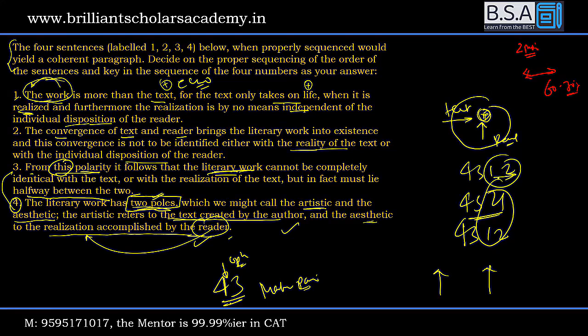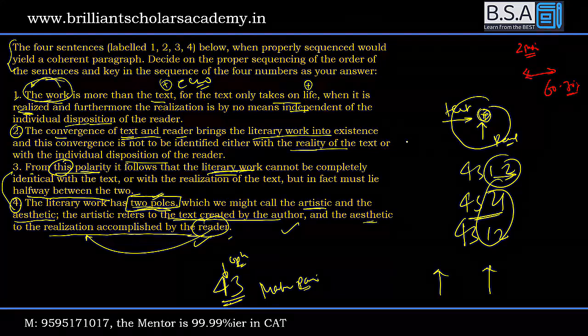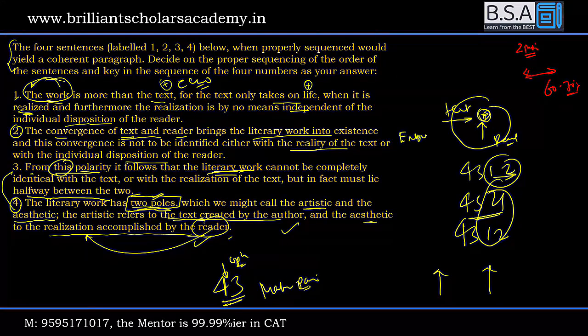अब 1-2 कंटिन्यूशन देखो आप. The work is more than the text. The text only comes to life when it is realized, and furthermore and so on. The convergence, देखो, the convergence of text and reader brings the literary work into existence and this convergence is not to be identified with either work and so on. तो ये हमें ending sentence लग रहा है. The correct sequence should be 4-3-1-2.